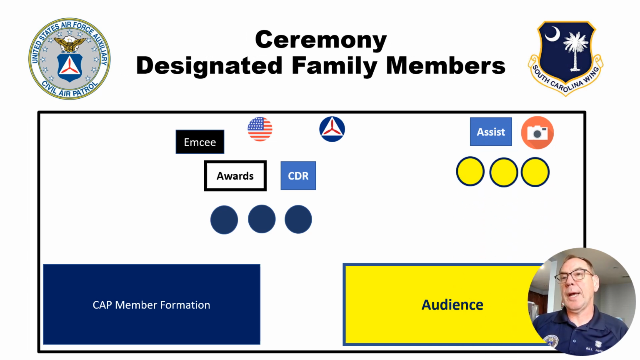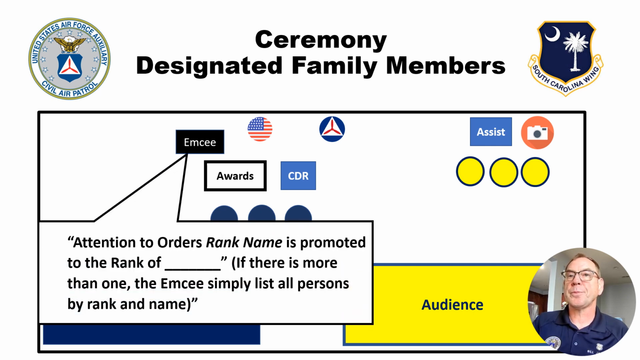In this scenario, we have possibly parents of the awardees or promotees going over to the commander's assistant. The commander's assistant is then going to basically usher all these personnel in an organized fashion over to the promotion. At this point, the MC says, attention to orders, rank name is promoted to the rank of, we'll use Cadet Senior Airman. So if we have more than one, it would be attention to orders, Cadet Airman Alpha, Bravo, and Charlie is promoted to the rank of Senior Airman.